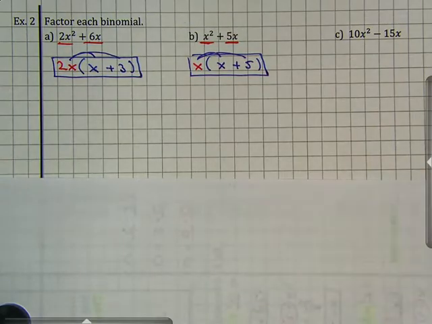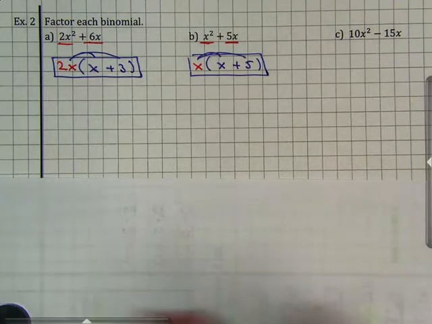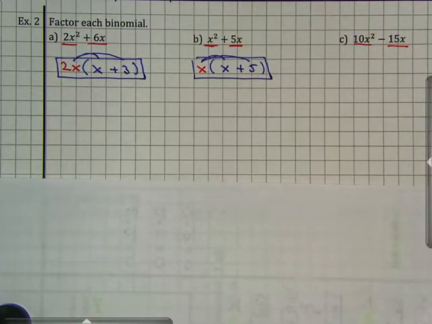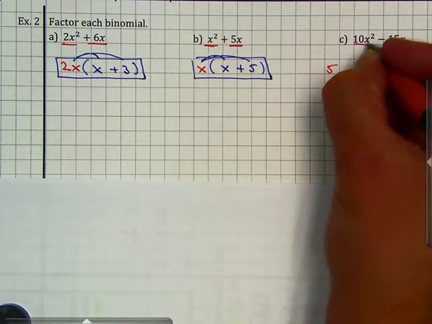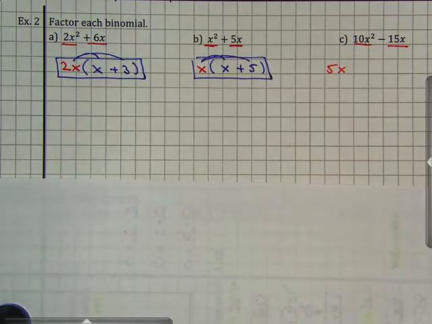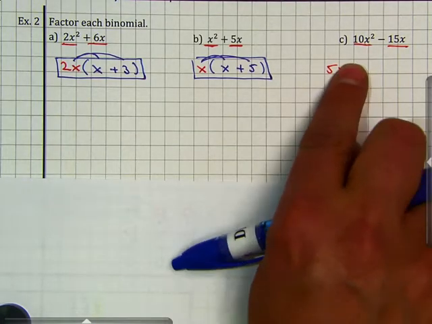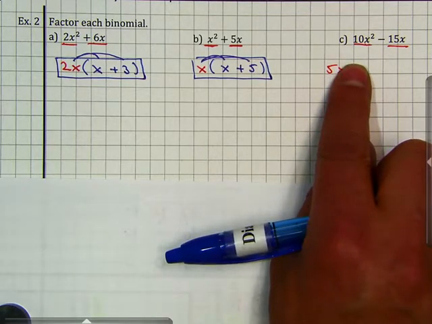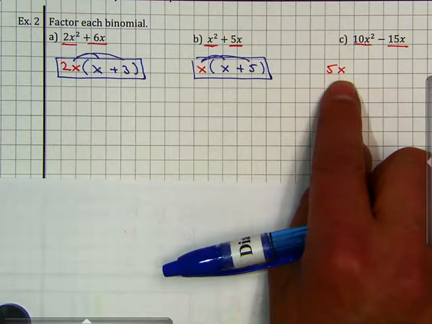Try letter C. See what you get, and we can compare our answers. Go and pause it. Excellent. So I need to take out a common factor. Is there a number that divides 10 and 15? Correct, 5. Do they both have an x? Yes, so I can take out an x. Remember, in the first chapter, we took out only a common factor or a number. That was 0.3, I believe. Now we're taking out the x as well.